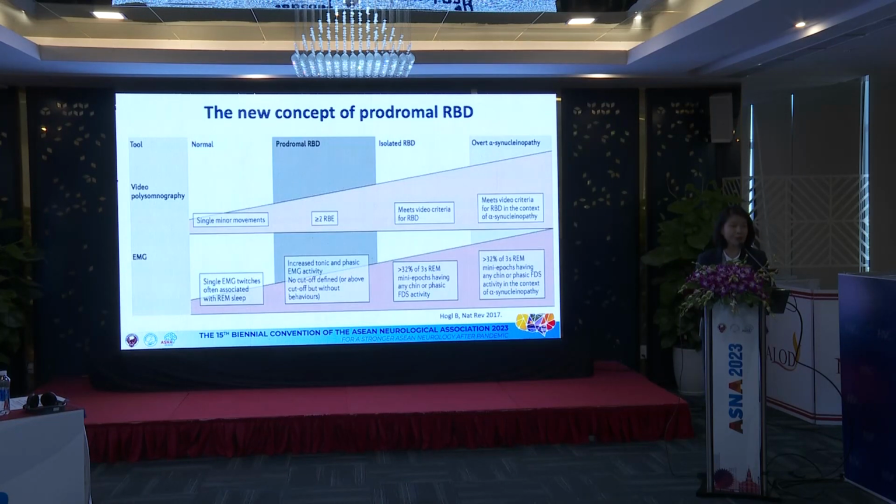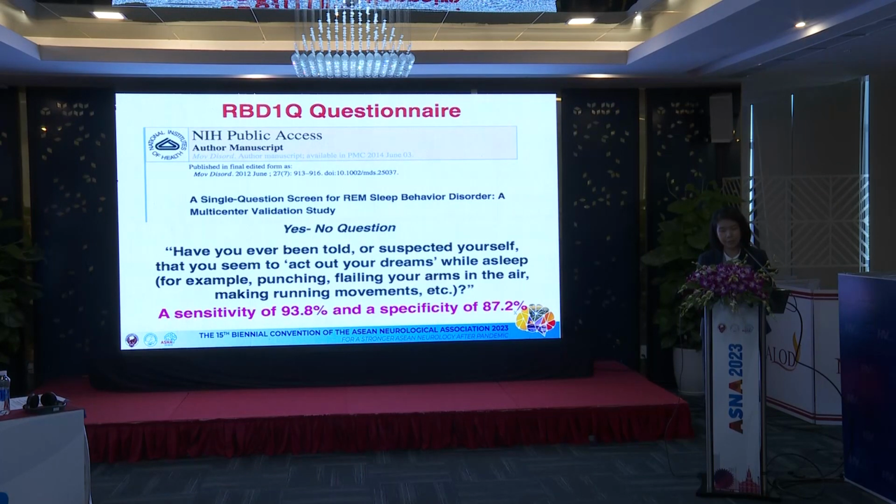As PD has a prodromal phase, RBD also has a prodromal RBD as well. Before isolated RBD, we call it prodromal RBD, which has abnormal EMG activity that still doesn't meet the criteria of RBD. But when we follow up this group of prodromal RBD, most of them turn into isolated RBD in the future. So prodromal RBD might be the earliest biomarker for the development of alpha-synucleinopathy in the future. And in your clinic, you can identify RBD patients easily.